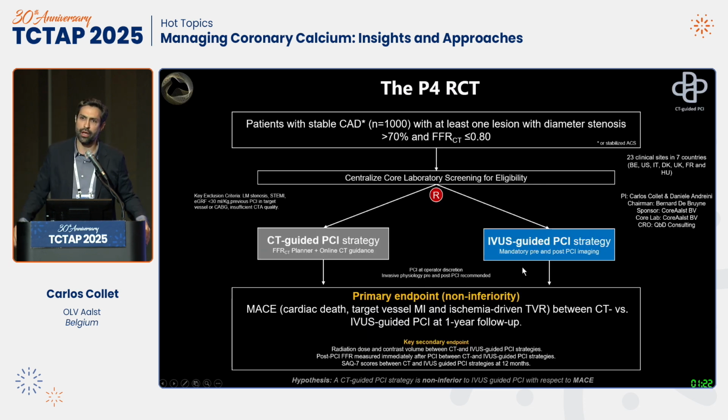This is, again, CT-guided PCI. We're randomizing the patients against IVUS. Yesterday, we had one of the final calls of the study. We have included 990 patients, so we are basically finishing the trial in a few weeks, and we will be ready to present the results by the end of next year.